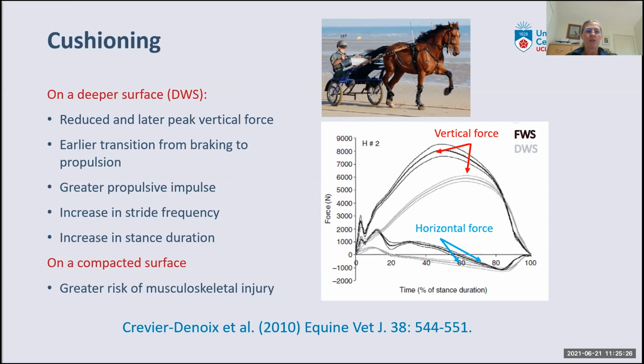They also found in this study that because of that, there was an increased stride frequency. So for the horse to continue at the same speed, they had to increase their stride frequency and also increase their stance duration, so a longer time on the ground, in other words, just to be able to produce enough force to keep going.